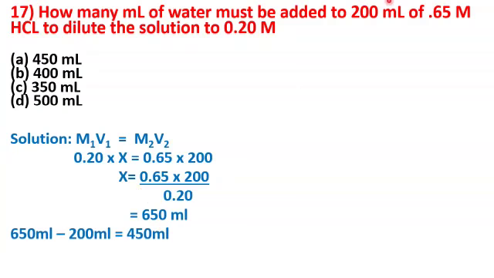So there already exists 200 milliliter of HCl. So what amount of water must be added to make it 0.20 molar? That can be found by subtracting 650 ml minus 200 ml. That will give the volume of water that must be added, that is 450 ml. Hence the correct option is option A, 450 ml.